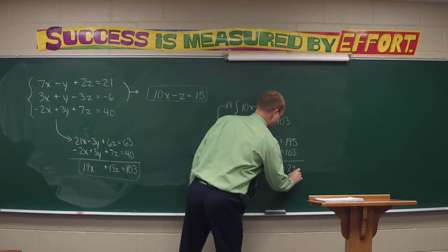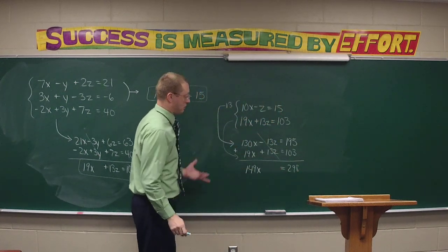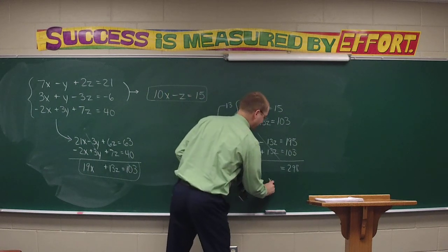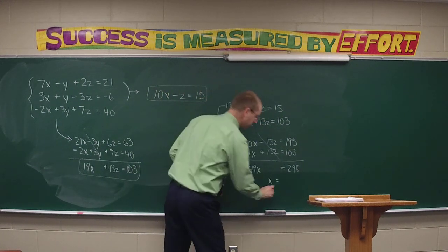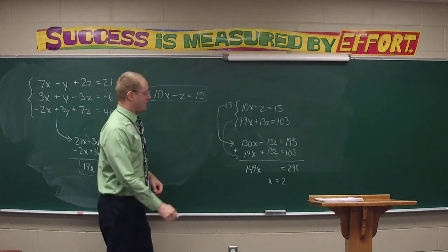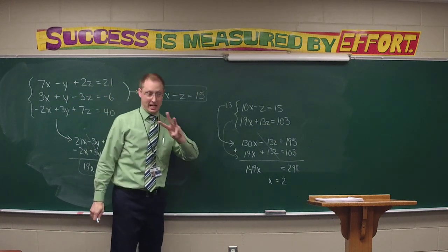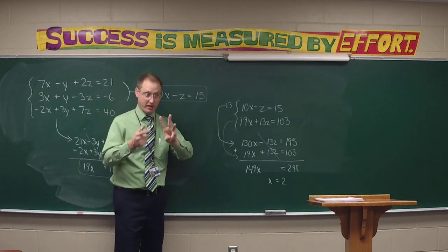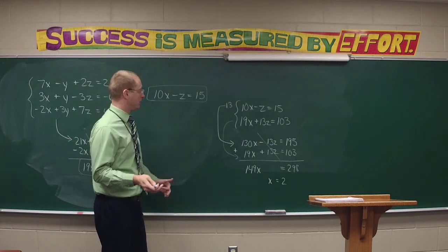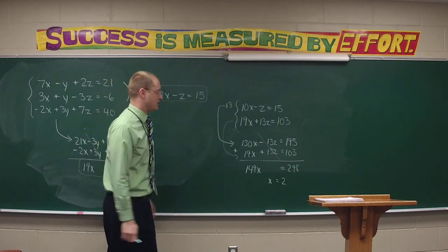298. You're right, because when we divide, it does divide evenly. I was getting worried. X equals 2. And so there's one of my three answers. X, Y, Z. I've got X. Still need Y and Z. Of course, we've eliminated Y. So we're on to just X and Z here.